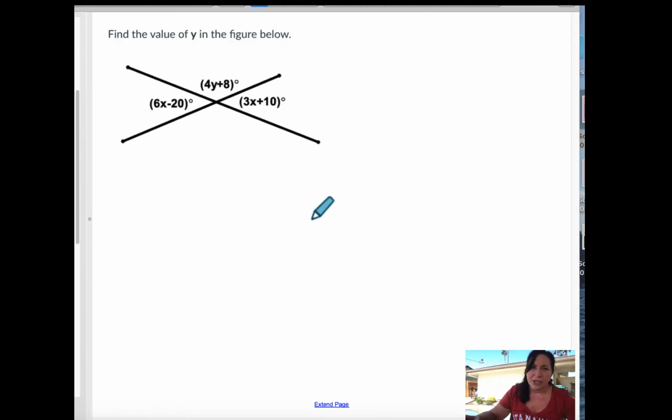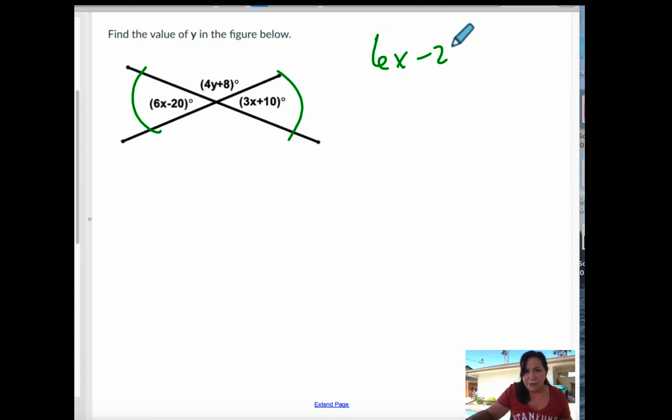The next kind of question is going to ask you for the value of y. Okay, so heads up, right? We know these angles, bow tie angles, those are vertical. So that means that they equal each other. I can say that 6x minus 20 is equal to 3x plus 10. And that's what I would actually do to start this problem.